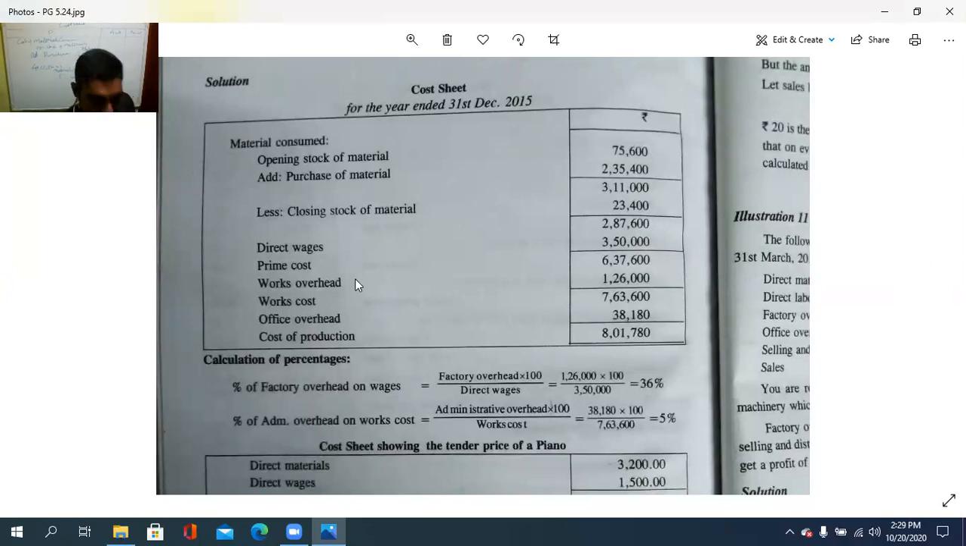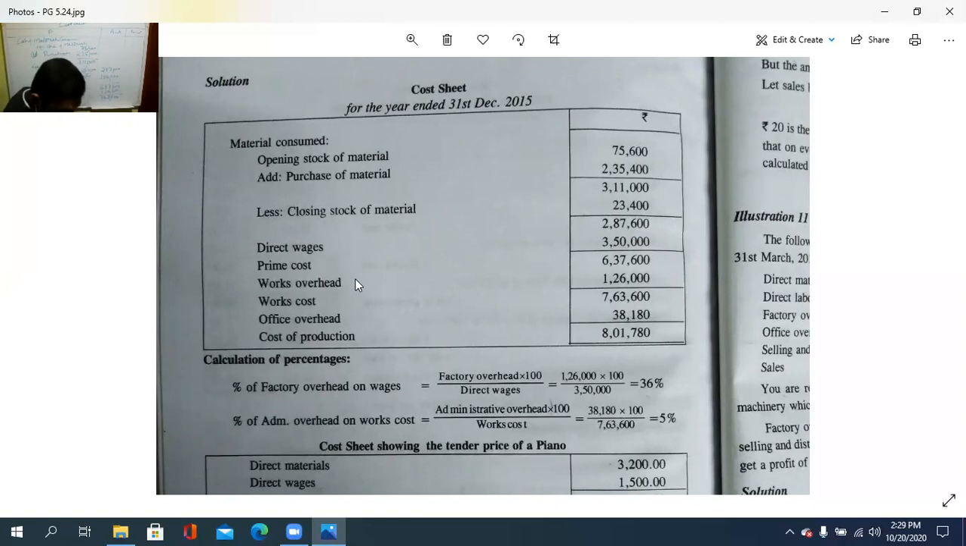6,37,600. Then what else? Works overhead. Add works overhead. How much is it? 1,26,000. So it is 7,63,600. This is the work cost or factory cost.